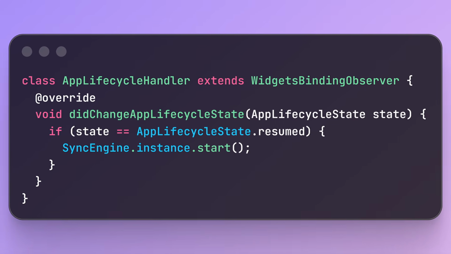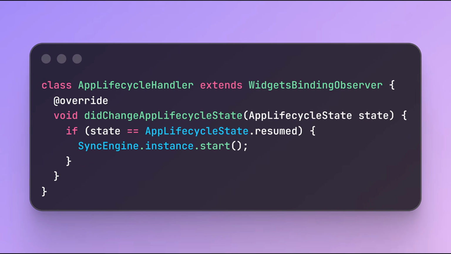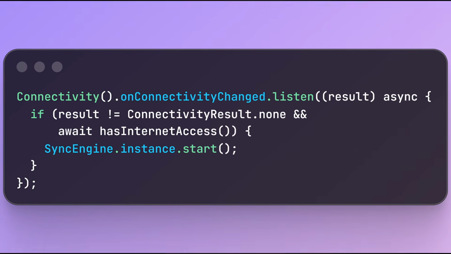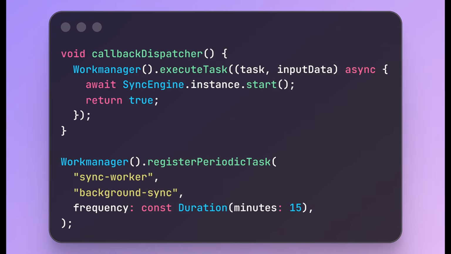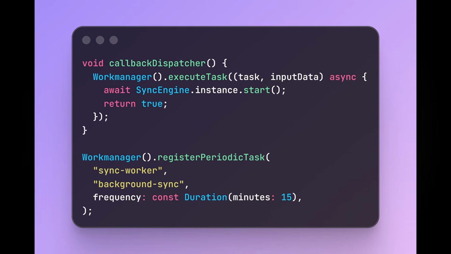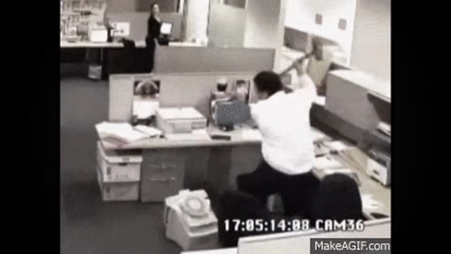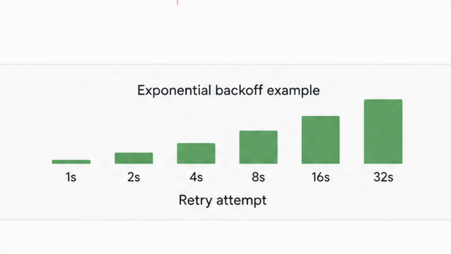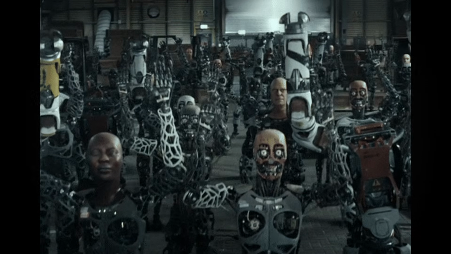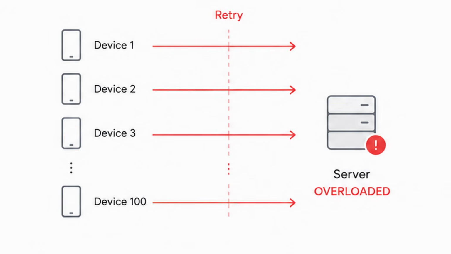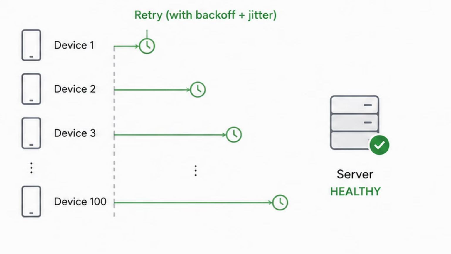And the last piece. You need to trigger the sync worker at the right moments. Three events work well: when the app comes to the foreground, when connectivity is restored, and a periodic background task using something like WorkManager. And when a push fails, don't hammer the server. Retry with exponential backoff plus jitter. This matters because imagine 100 offline devices coming back online at the same time. Without backoff, they all retry at once and DDoS your own backend. With backoff and jitter, the load spreads out.